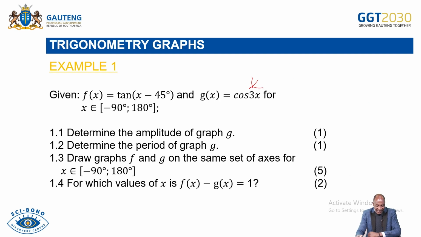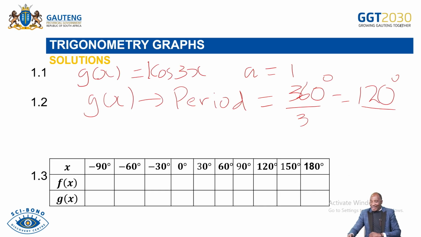So the next question requires us to draw the graphs of both f and g on the same set of axes for the given domain. X is an element of negative 90 degrees to 180 degrees. I'm going to give you a minute or so, to a maximum of 1.5 minutes, to quickly generate a table wherein we are going to fill in some values here. There are some missing values from negative 90 degrees. We are moving at a step of 30 degrees.